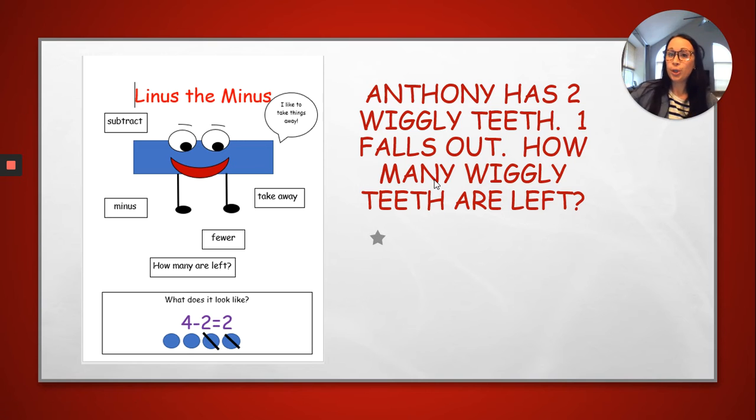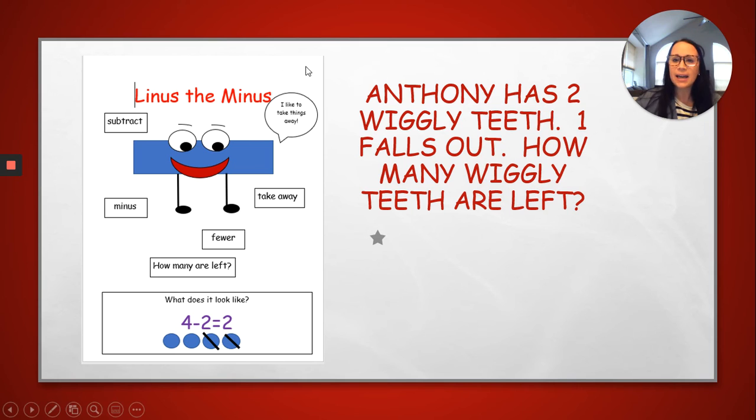Anthony has 2 wiggly teeth. 1 falls out. How many wiggly teeth are left? Okay, so I want you to grab a piece of paper and a pencil and try this one with me. We're going to use our strategy of drawing and crossing out. Okay, so grab your materials and join me back here. Do you have your materials?